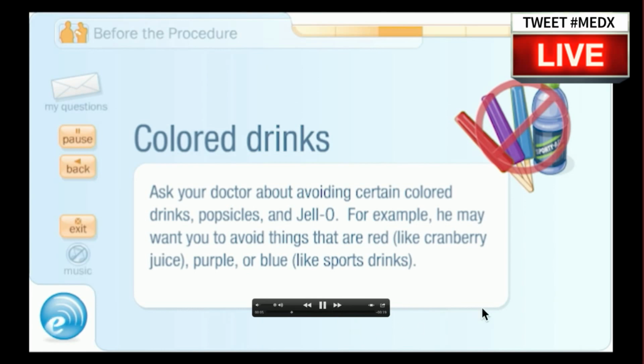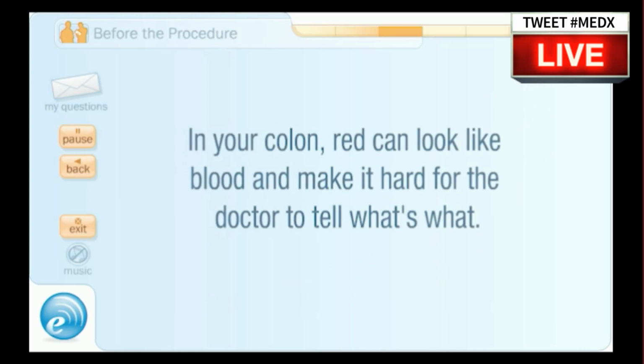And Jell-O. For example, he may want you to avoid things that are red, like cranberry juice, purple, or blue, like sports drinks. So be sure to ask, why is that? Well, in your colon, red can look like blood and make it hard for the doctor to tell what's what in there. And you don't want him to miss anything important.